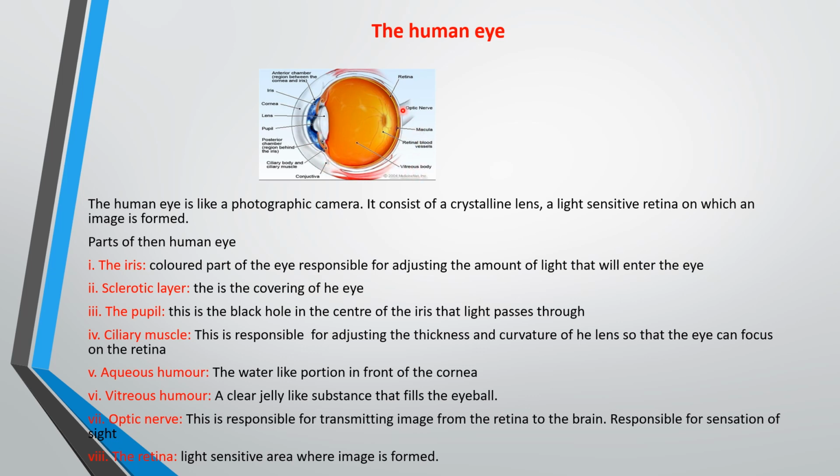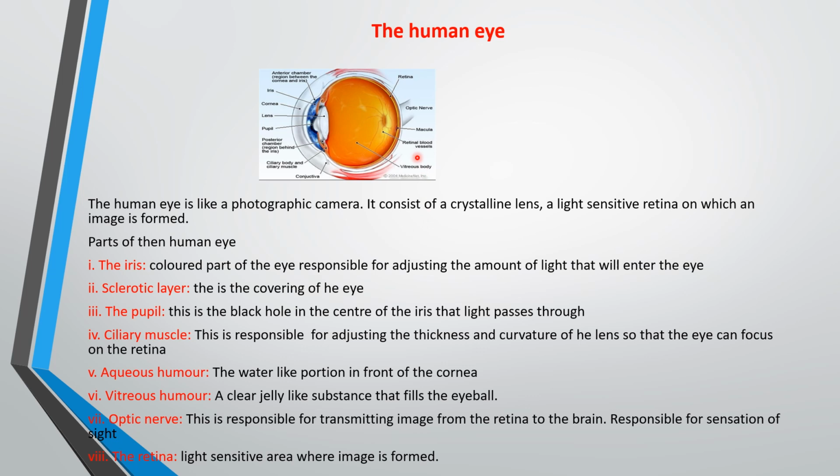Then you have the optic nerve that carries information from the retina to the brain. Okay, so it is the optic nerve that actually gives you the sensation of vision or sensation of sight. Then you have the retina, which is the light sensitive area where images are formed. So these are some of the parts of the eye.